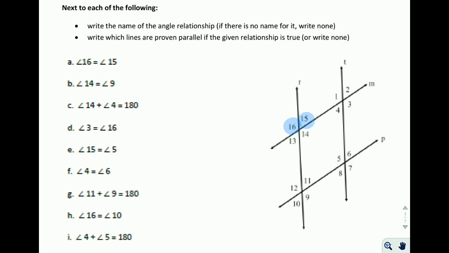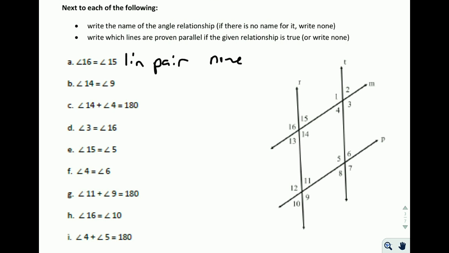We have angles 15 and 16, and those two together are a linear pair. Now, when you have a linear pair, we only use one intersection, so that does not prove any lines parallel. So we would just put none for lines proven parallel.